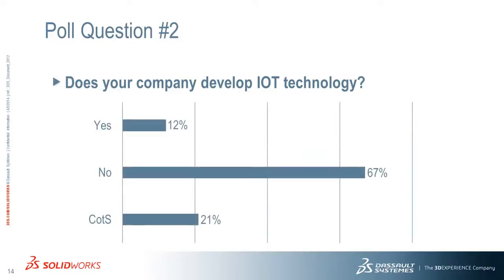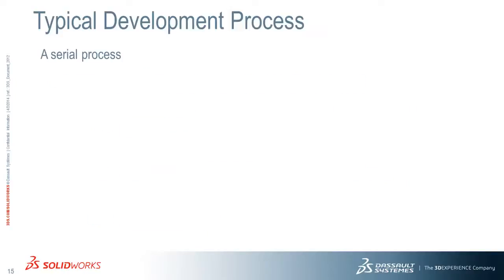All right, it looks like most people on the webinar aren't today, or if they are, they're using commercial off-the-shelf items to accomplish these goals. That's important because a lot of times you are going to integrate with outside resources and you need to integrate them into your designs. So let's look at the typical developmental process for designing this. Normally, it's a serial process. And what do we mean by that?